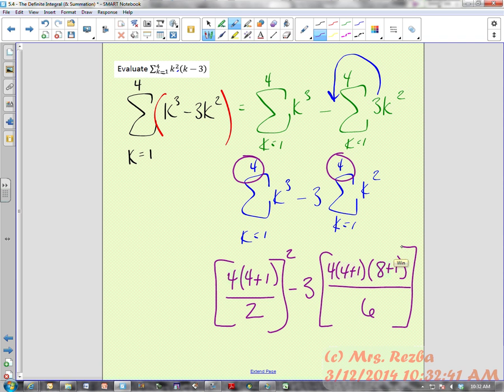Now we enter this into our calculator to see what we get. So 4 times 5 divided by 2 squared is 100, minus 4 times 5 times 9 divided by 6 times 3, minus 90 gets us a grand result of 10. What do you think? Not that bad?